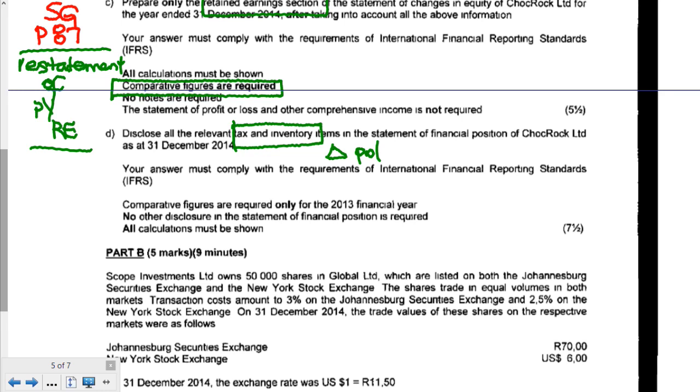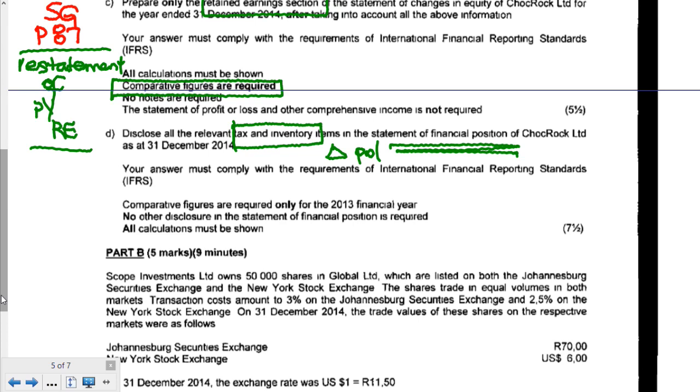It looks like it's the statement of financial position. So they want the statement of financial position, and they just want you to put in the tax and the inventory items. Okay. It shouldn't say disclose, it should say present, because disclose is notes. But they didn't say notes, they didn't say disclose the notes. So they've said statements of financial position. So they basically want you to put inventory and tax in the statements of financial position. And remember that we have SARS and we have deferred tax, isn't it? So we would have one or the other.